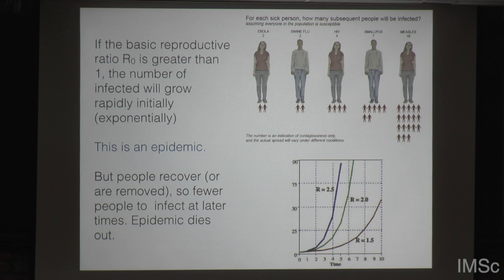Interesting question. Since we hear so much about Ebola and people dying from it, why is the reproductive ratio for Ebola 2? That's a small number compared to the number for measles, which is 18. What happened there? The answer is that it's very easy to get measles.